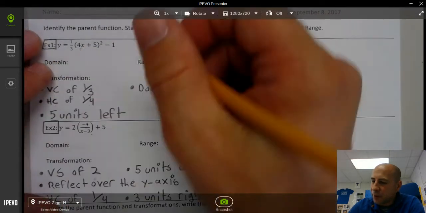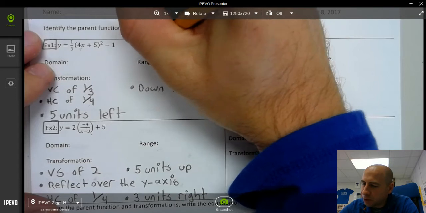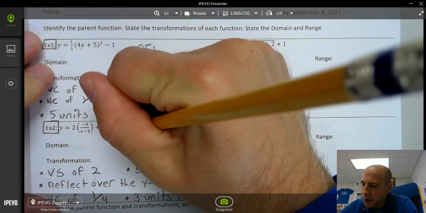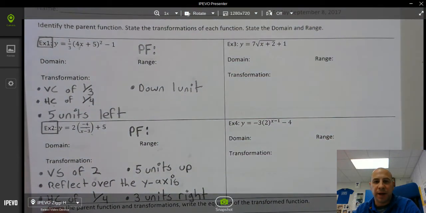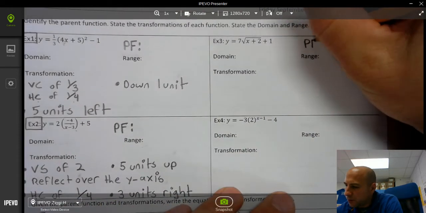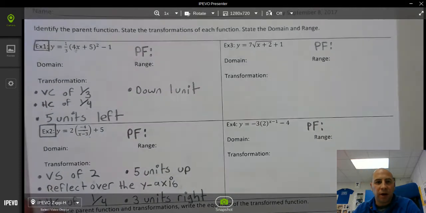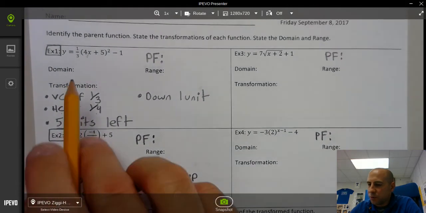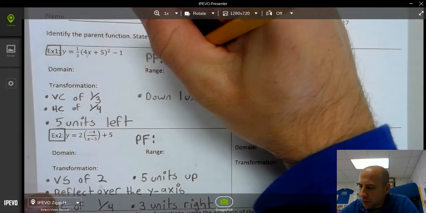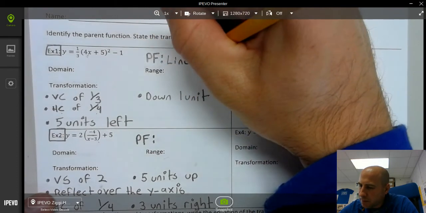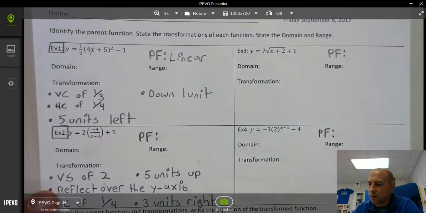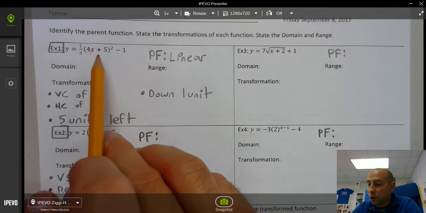It says identify the parent function. That's what we forgot. So if you would go back and put PF on each of these for parent function. All right, so parent function. We see that this is a linear parent function, okay, because it's x to the first power.